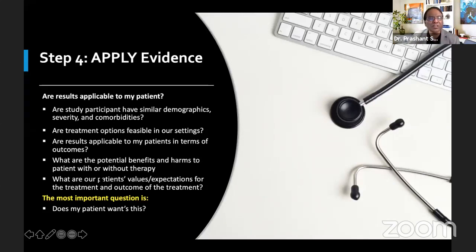And then lastly, what are our patient's values and expectations for the treatment and the outcome of the treatment? Because we need to know what the patient is looking for. Okay, from a clinical perspective, you may feel that this treatment is going to provide maximum benefit to my patient. But the patient may not be willing to pay the cost of that care. So at the end of the day, you still have to ask what is good for that patient and what that patient is interested in terms of his treatment. So the most important question is, does my patient want this?